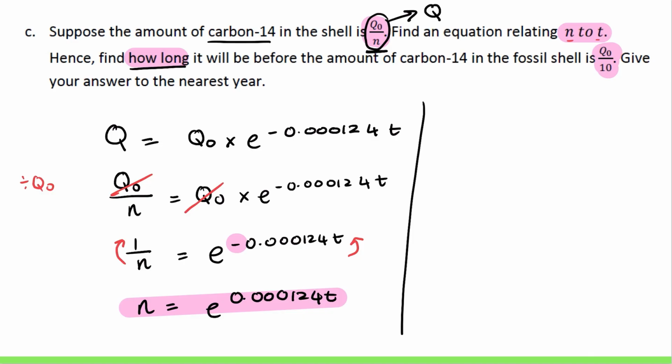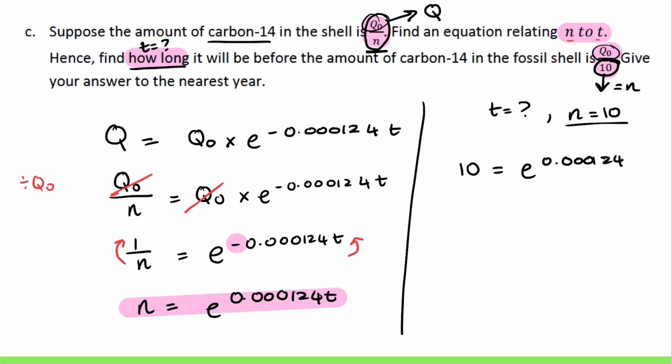Then it says, hence find how long. How long is little t? It will be before the amount of carbon-14 in the fossil shell is Q0 on 10. So the information that we can get from this, if we relate the Q0 on 10 to Q0 on N, you can see that this is the same. That would imply that 10 is equal to N. So basically it's saying, what is t when N is 10? So all we have to do is just substitute it into the relationship that we just found, and we just need to solve for t. So you can solve that on your calculator and you should hopefully get 18569 years.